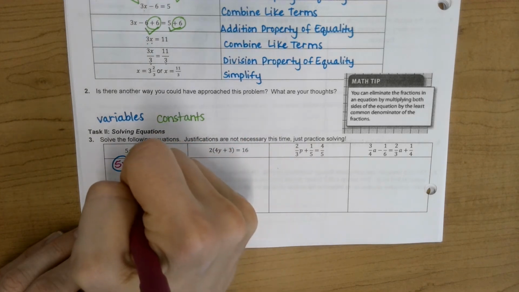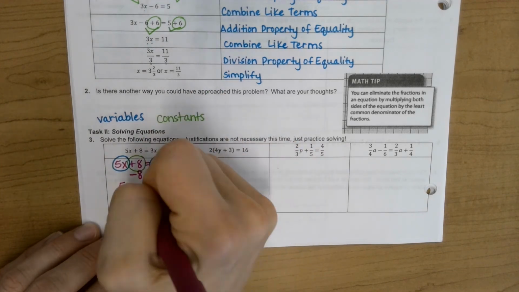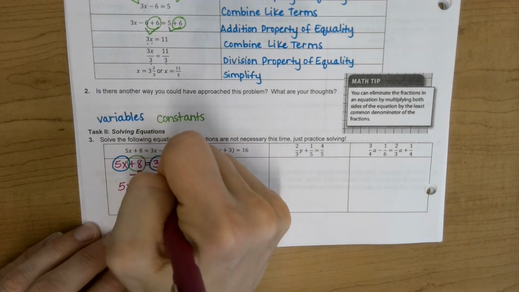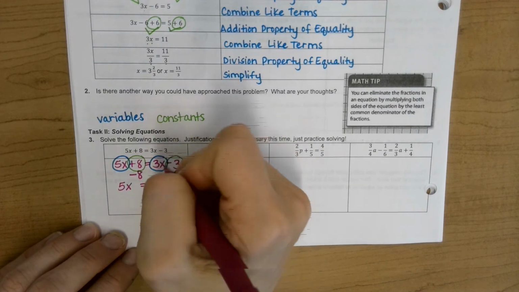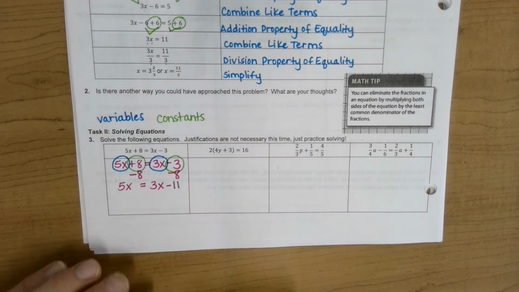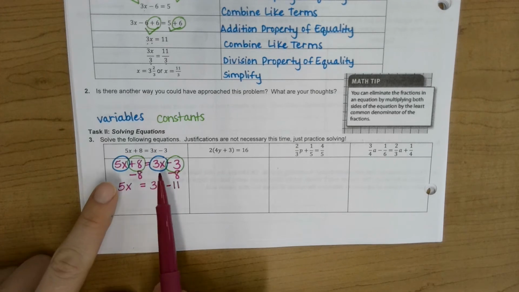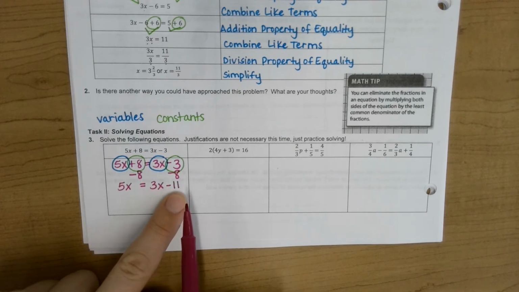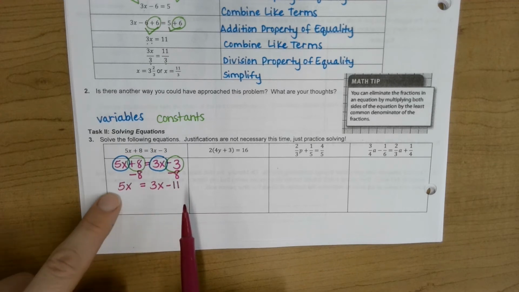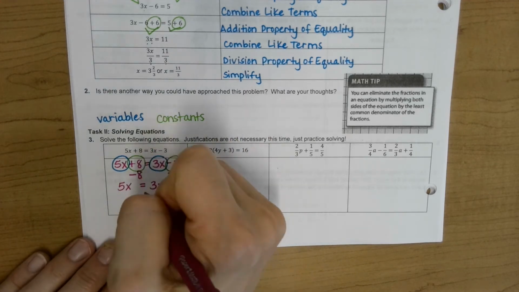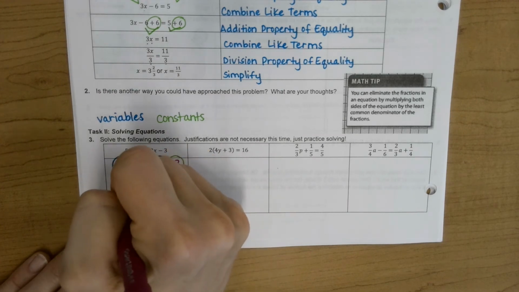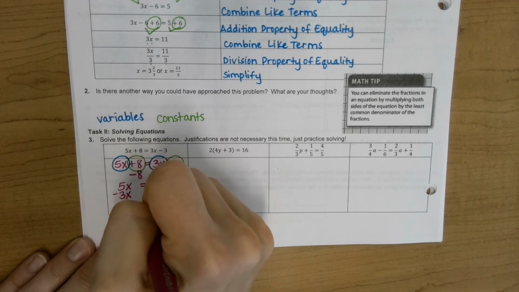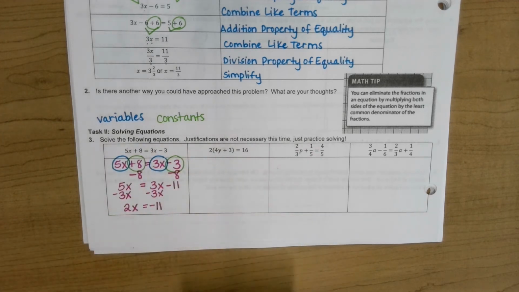All right, then I'm going to bring down the 5x. 8 minus 8 is 0, so I don't need to write anything. 3x. Negative 3 minus 8 equals negative 11. Now I have 5x and 3x. Since I already moved all my constants to the right side, I need to move this 3x to the left side. Right now it's positive, so the inverse would be minus 3x. 5x minus 3x is 2x equals negative 11.